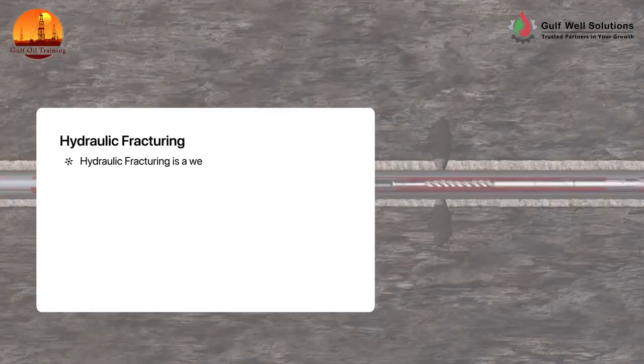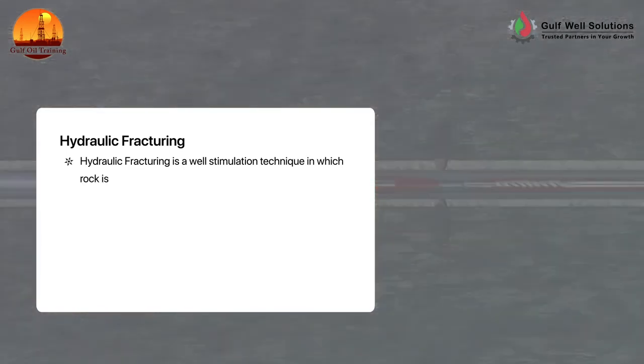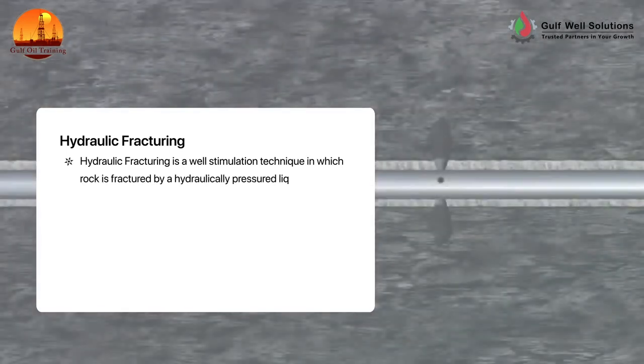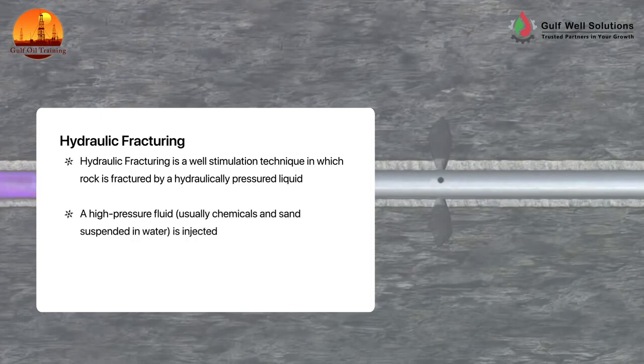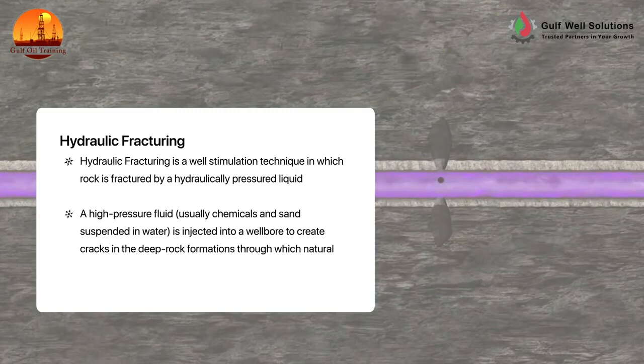Hydraulic fracturing. Hydraulic fracturing is a well stimulation technique in which rock is fractured by a hydraulically pressured liquid. A high-pressure fluid, usually chemicals and sand suspended in water, is injected into a wellbore to create cracks in the deep rock formations through which natural gas, petroleum and brine will flow more freely.